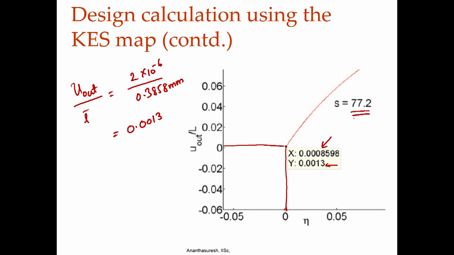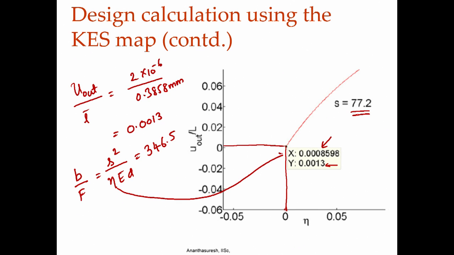Once you have eta, you can actually calculate the B by F, because eta is F S square by E B D. We have taken B here, F here. If we do this, B by F comes to something like 346.5 here. Eta comes from that. S anyway we have already. E in this particular case is taken to be again 4 gigapascals, SU8 material. So, E is 4 into 10 power 9 and D we had taken as 5 microns.